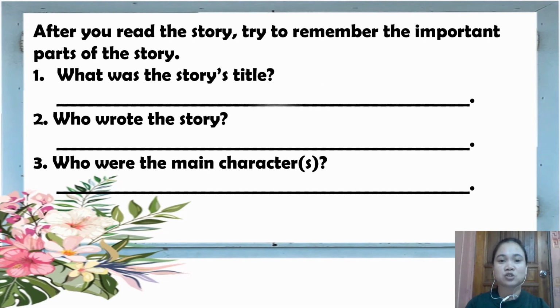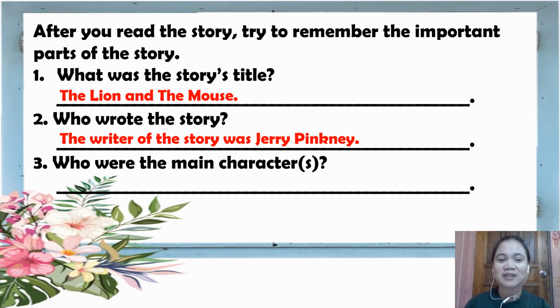Okay, after we have read the story, try to remember the important parts of the story. Let's see if you can answer. What was the story's title? Very good, The Lion and the Mouse. Who wrote the story? That's great. The writer of the story was Jerry Pinkney. Who were the main characters in the story? That's right, the Lion and the Mouse. Very good, children.